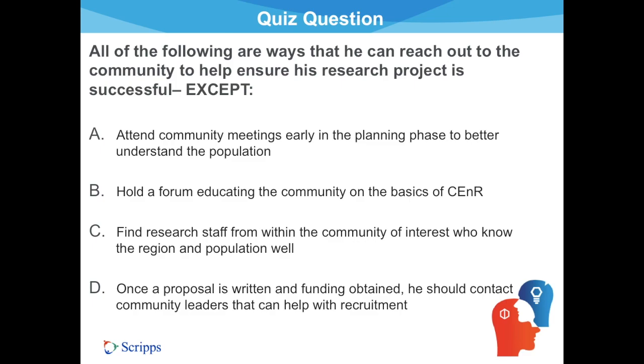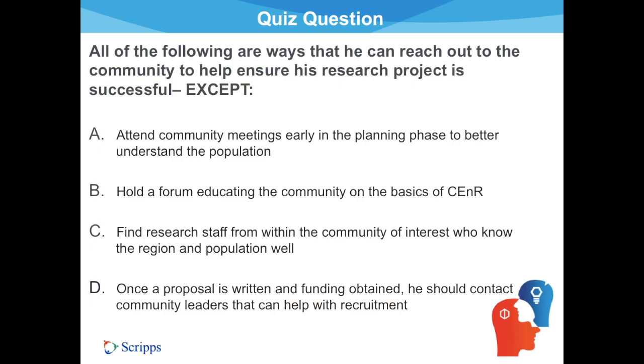A. Attend community meetings early in the planning phase to better understand the population. B. Hold a forum educating the community on the basics of community-engaged research. C. Find research staff from within the community of interest who know the region and population well. D. Once a proposal is written and funding obtained, he should contact community leaders that can help with recruitment.